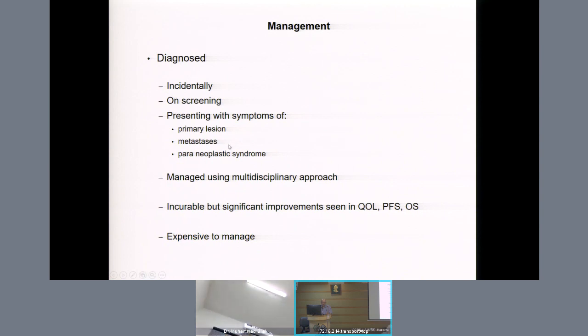It can go to the lungs. It can cause a cough or something like that. It can metastasize to brain. It will give you peculiar symptoms. Or some cancers, they release hormones and they cause paraneoplastic syndrome. And these paraneoplastic syndromes, it has been seen that they appear at least 5 years before clinical diagnosis of the cancer.